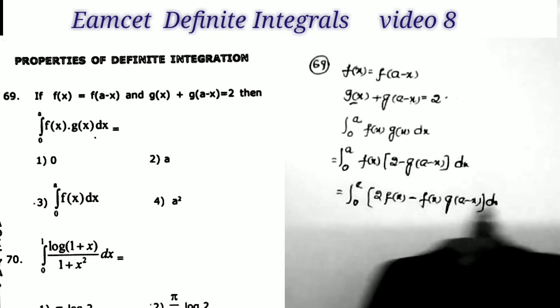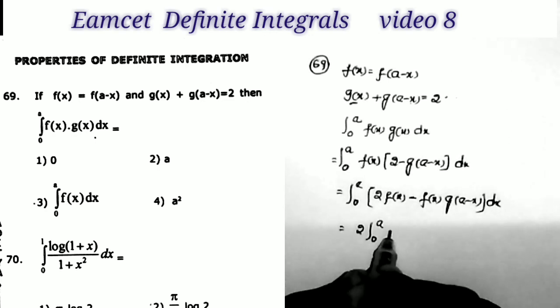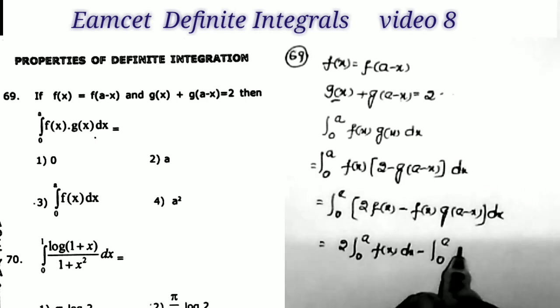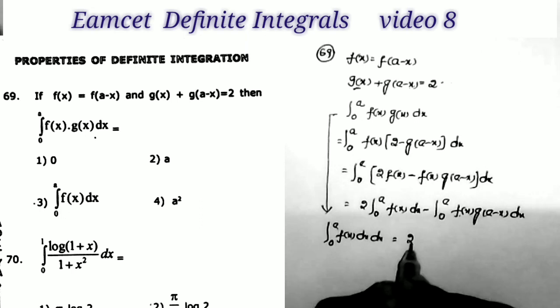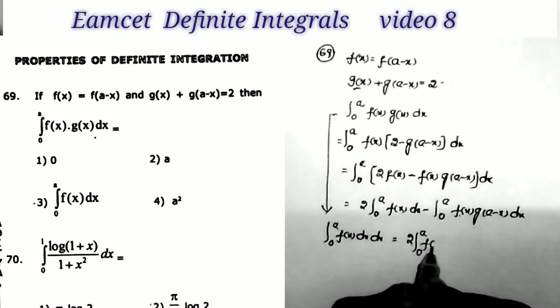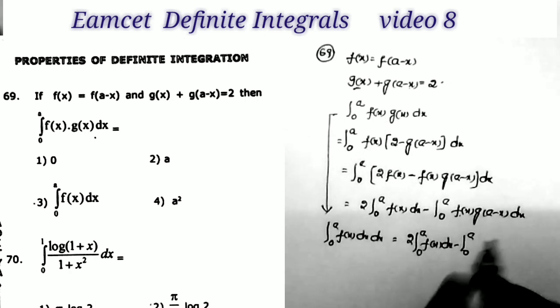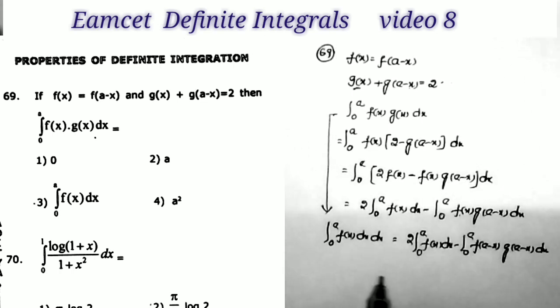Now separating the integration to both of the terms here. So the first term is 2 into integral 0 to a f of x into dx, minus integral 0 to a f of x into g of a minus x into dx. And this is equals to 2 into integral 0 to a f of x into dx minus integral 0 to a, what is the f of x value? Given that f of x is equal to f of a minus x, f of a minus x into g of a minus x into dx.